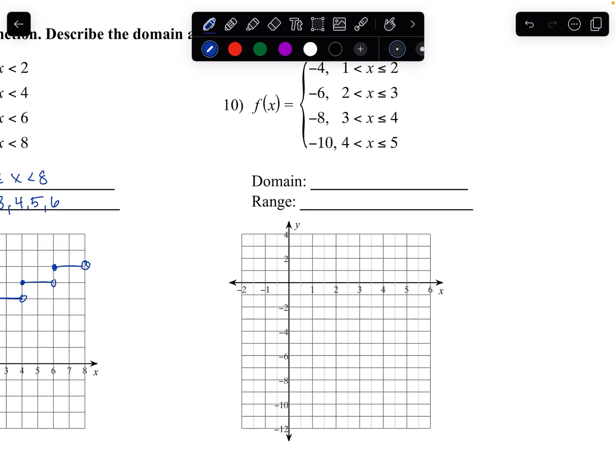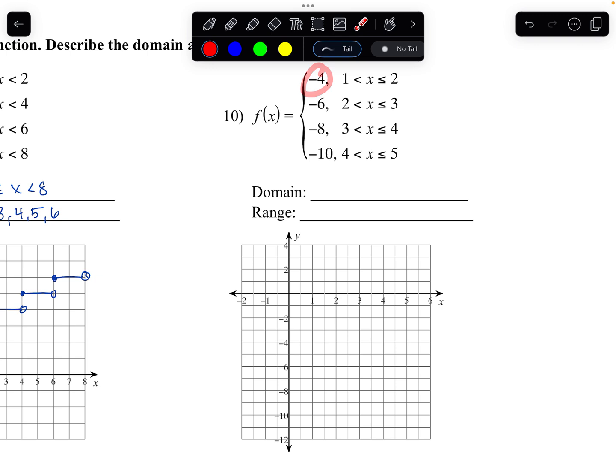Okay, coming on to this one right here. So our constant's going to be -4, and that's going to be from 1 to 2. Open circle right here, and closed circle right here. And then it's going to be -6 with an open circle at 2, and then a closed circle at 3. And then it's going to be -8, but from 3 to 4, so from 3 to 4. Open circle on the left, closed circle on the right. And then it's going to be -10, open circle on the left, closed circle on the right.